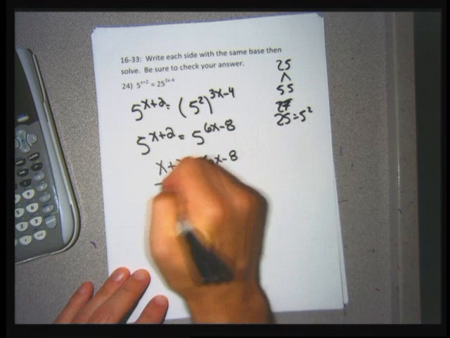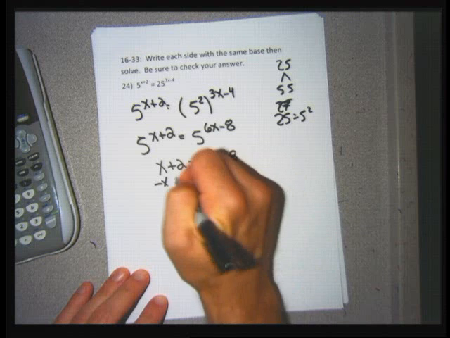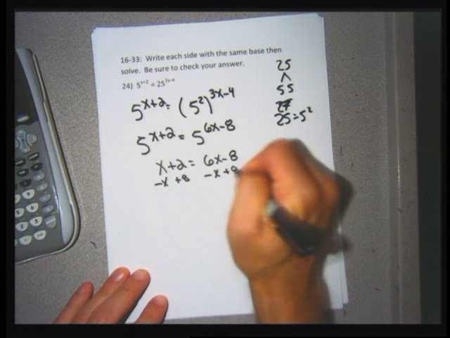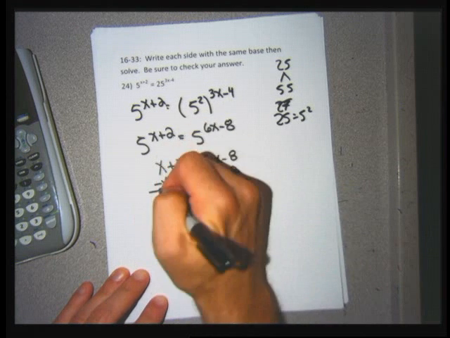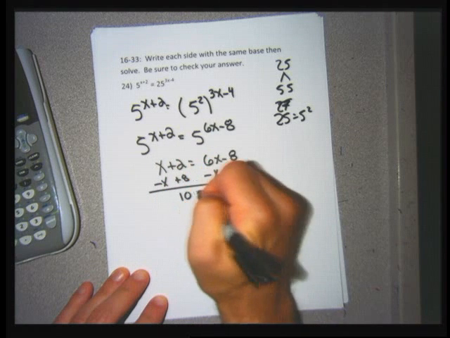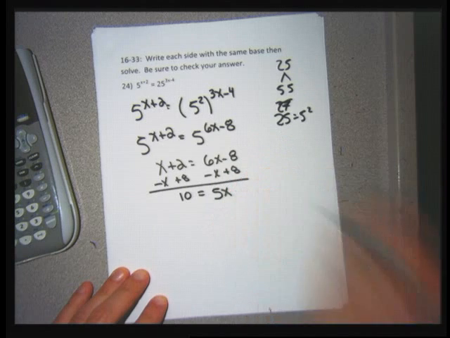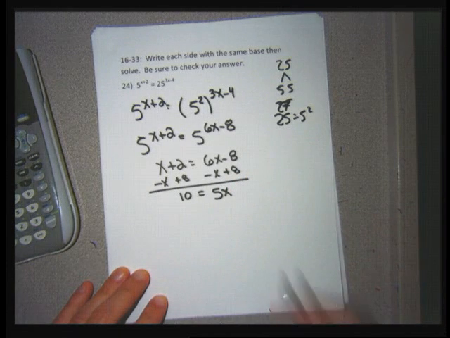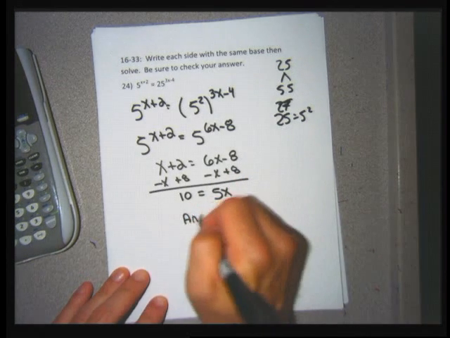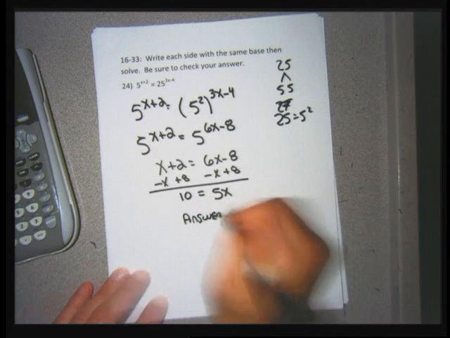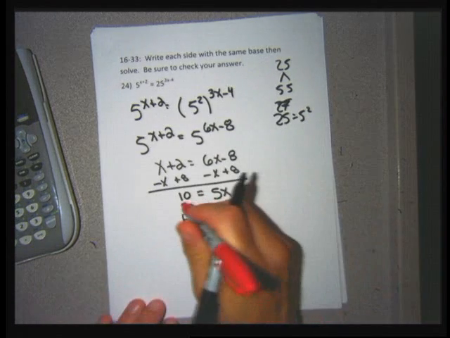I'm going to minus x from both sides and add 8 to both sides. When I minus x, it cancels on that side. Add 8, I get a 10. On this side, 6x minus x is 5x. 8's cancel. Now divide both sides by 5. And I'm going to wind up getting 2 for my answer.